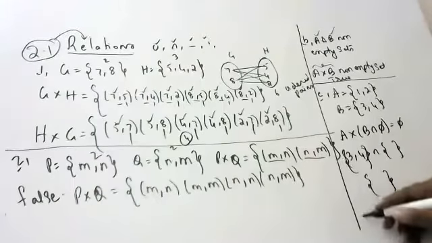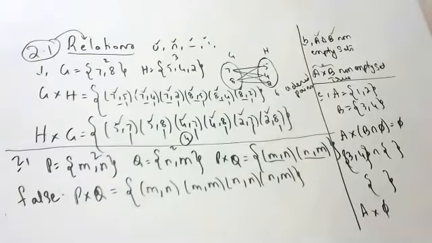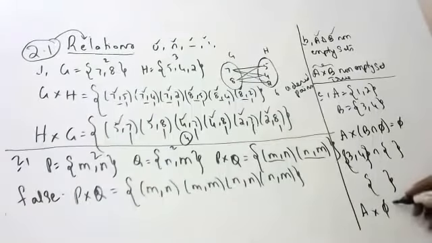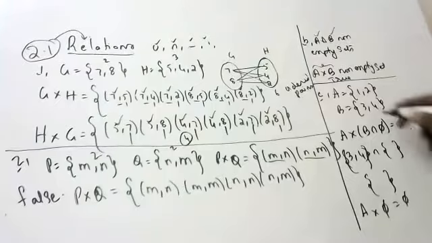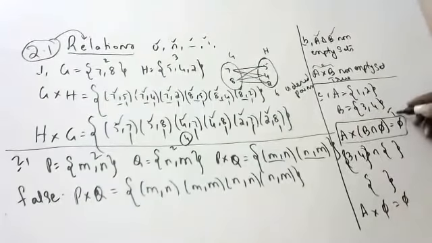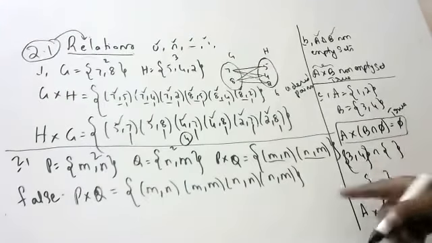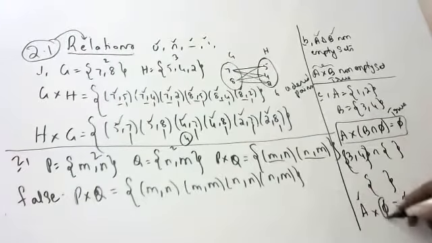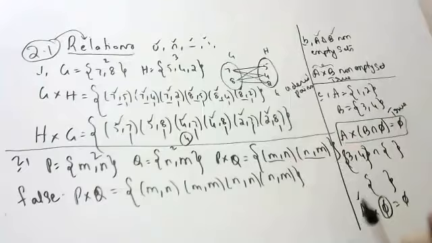So now A cross null set is what, children? A cross null set is null set. So the given statement is true or false? True. Children, in A you may have 100 elements, but in B you don't have any elements. What will you write? You will not get anything, so it is a null set.